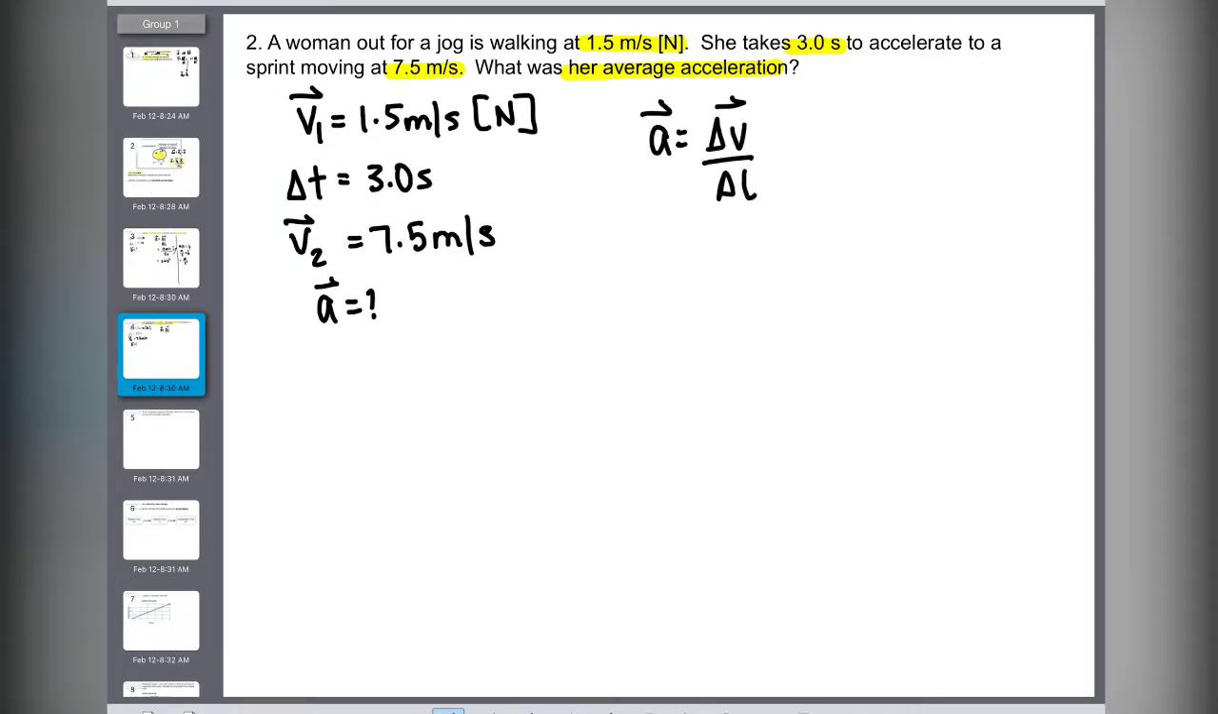So acceleration equals question mark. The equation for acceleration is delta V over delta T. But I don't have delta V, though I can calculate it by taking the second one and subtracting the first one. So I'm going to do it on the side and then plug it into the equation. V2 is 7.5 minus V1, which is 1.5. So 5 meters per second. No, sorry, I lied. 6.